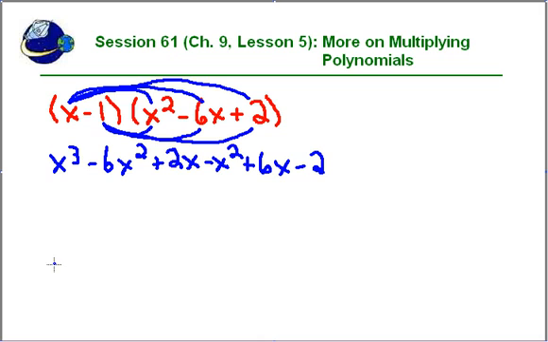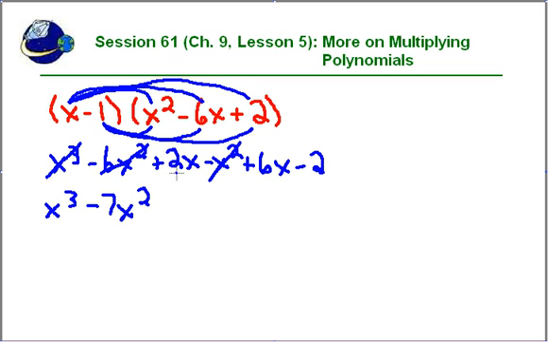We now need to combine like terms together and we'll be done. How many terms have a degree of 3? Well, just this one, the x to the third. So we'll rewrite that. How many terms have a degree of 2, or x to the second? Well, two of them do: minus 6x squared and minus 1x squared. So that's going to be a minus 7x squared. That takes care of our degree of 2.